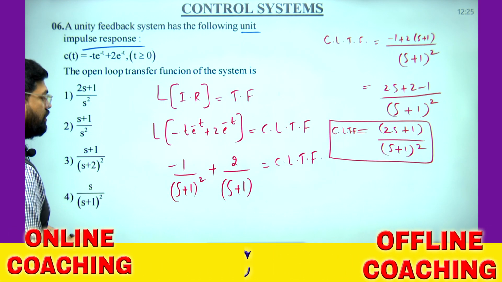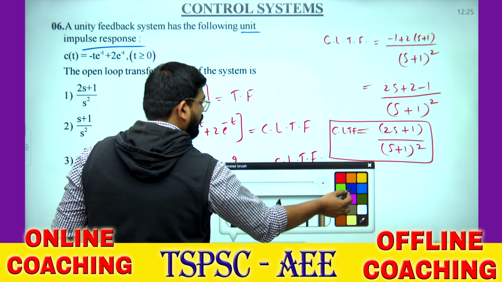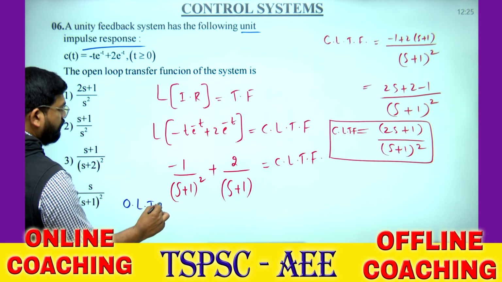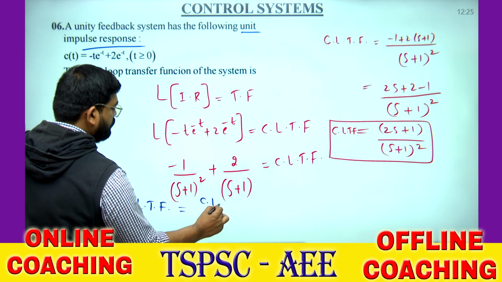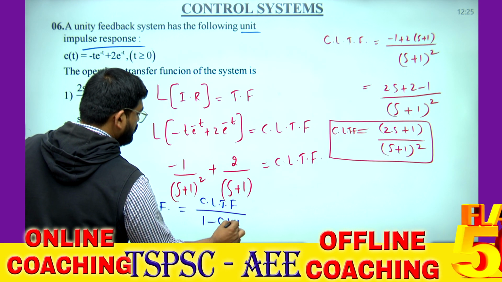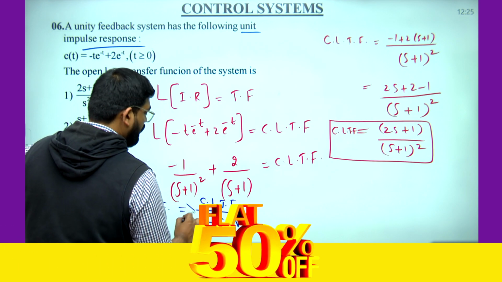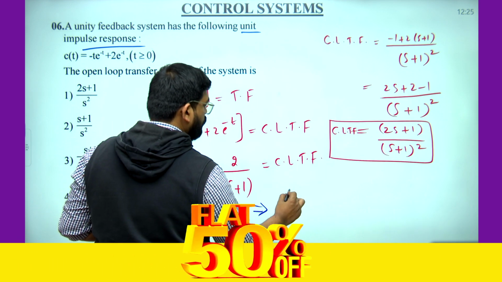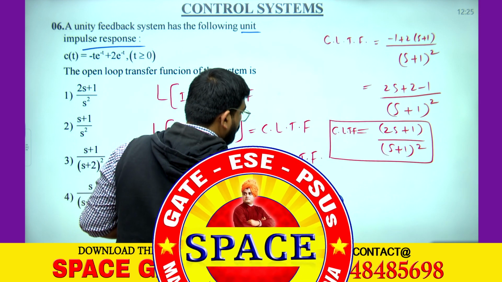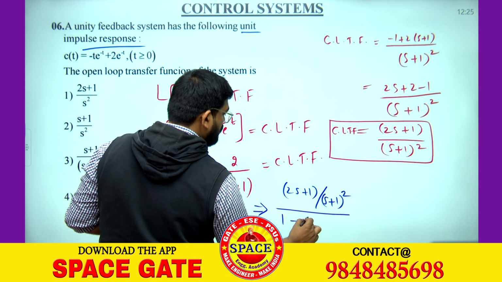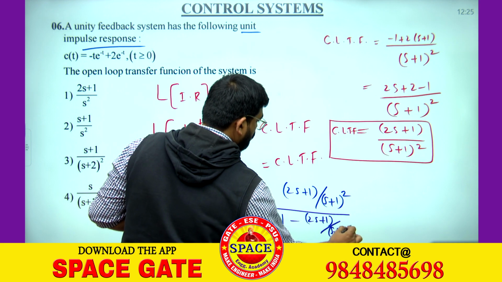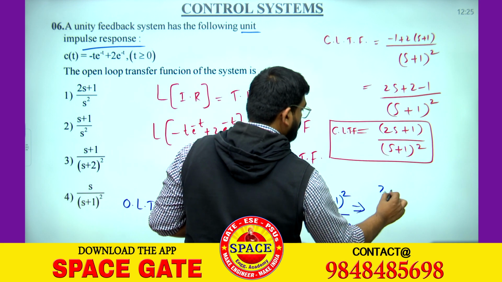So after having closed loop, we already have a relation between open loop and closed loop. What is that? Look at here. When you know closed loop transfer function, how to find open loop? Closed loop transfer function by 1 minus closed loop transfer function. Use this relation here, then what we get? 2s plus 1 by s plus 1 whole square by 1 minus 2s plus 1 by s plus 1 whole square. If you take LCM, what will be the result?